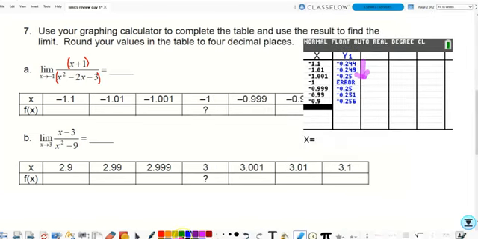But because the calculator's truncating it for us, I can see from the left and the right, both of those values are approaching -0.25, which is the same thing as -1/4.